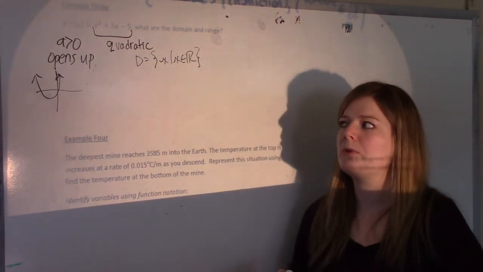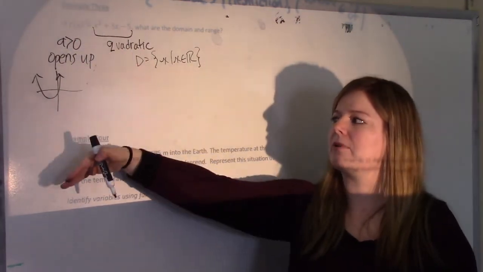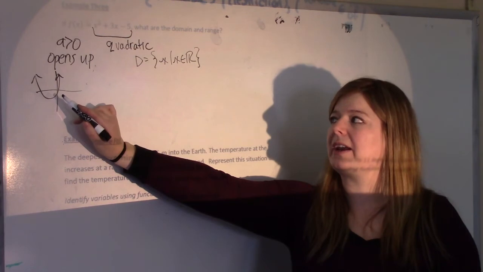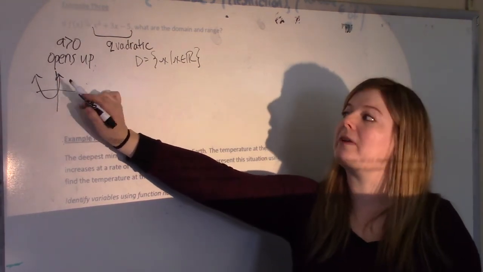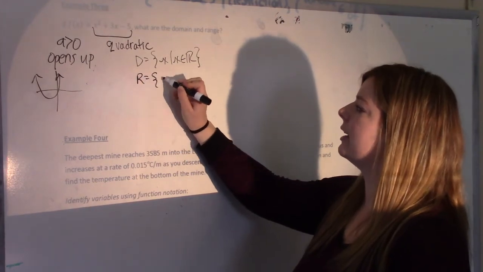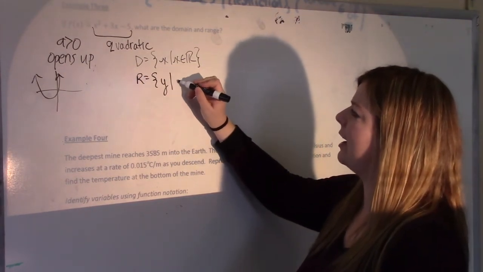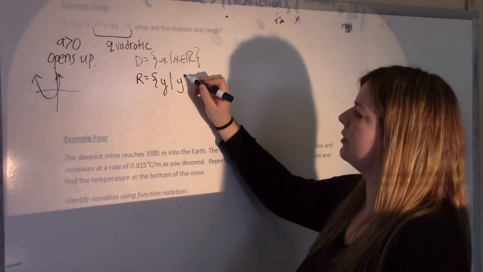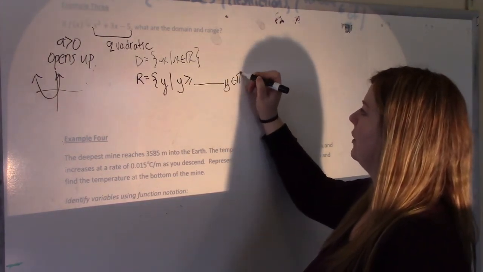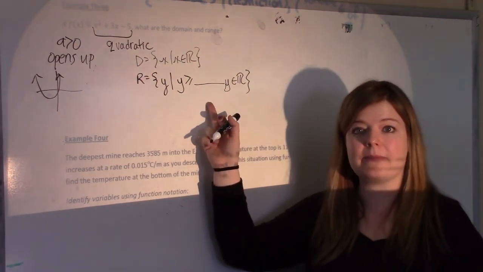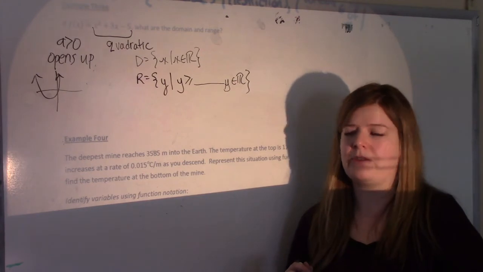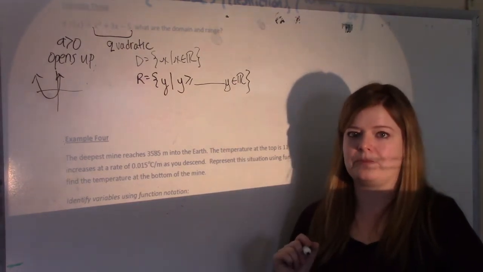But what about the range? Well, if you're going up or down, it has to have a lowest point. And I know it's a lowest point because it's opening up. If we're opening down, it would have a highest point. So my range is going to be y such that y is greater than or equal to something, and instead of all real numbers. Well, what is that something? That's just the y value of the vertex. So that means we need to find the y value of the vertex in order to finish this range.